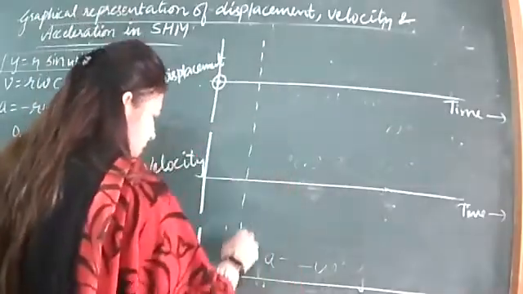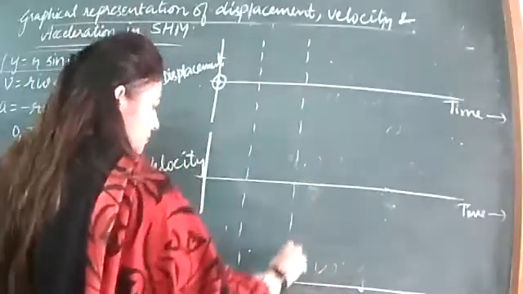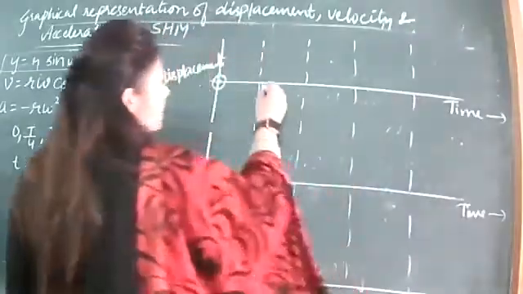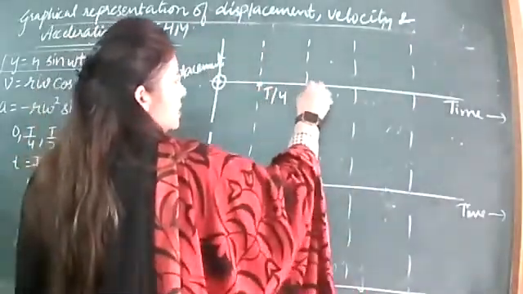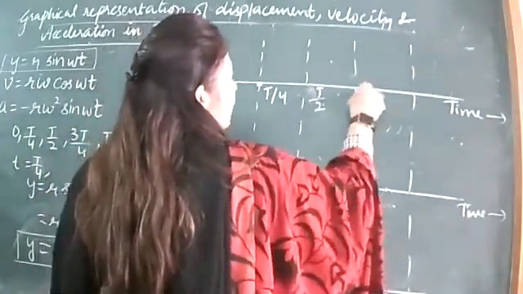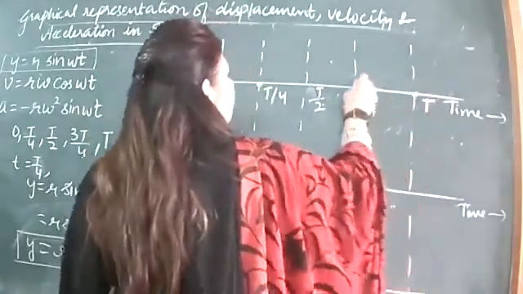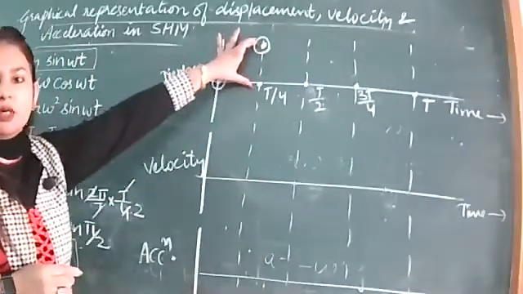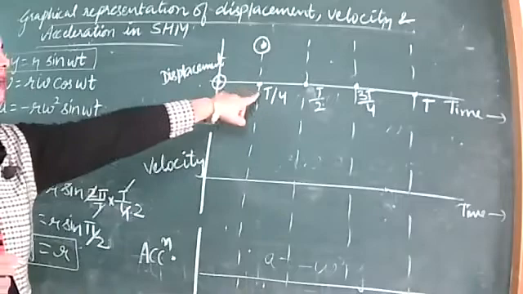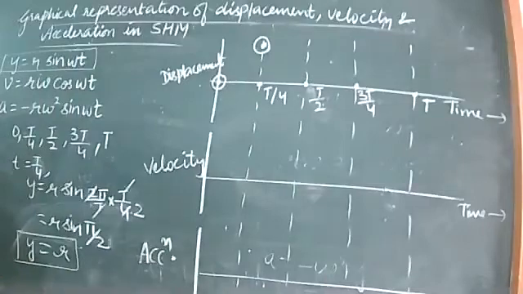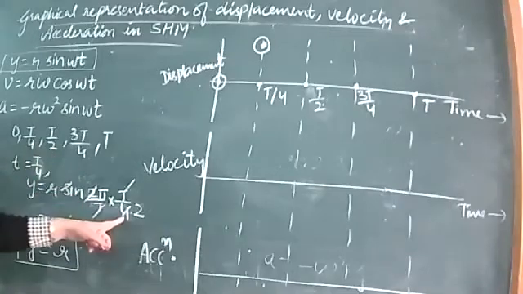So let us say this is the amplitude. We'll divide into equal time intervals and plot according to the same gap. This is corresponding to T by 4, this is T by 2, then 3T by 4, then corresponding to T. So this is our point: y is equal to r, for t equal to T by 4. Let us say this much is r. We have marked our second point. Is that clear, students? Any doubt?